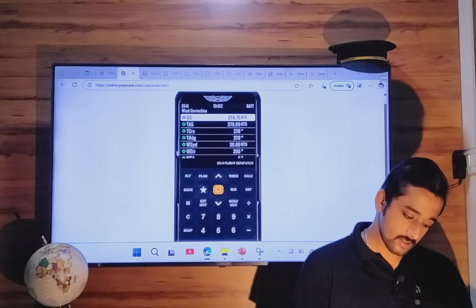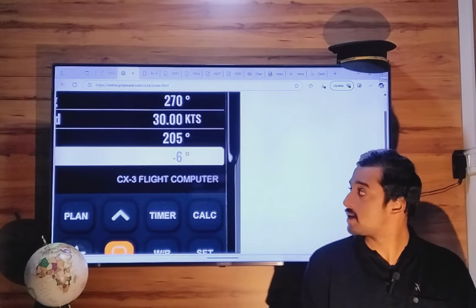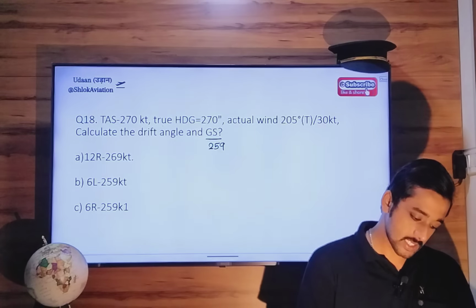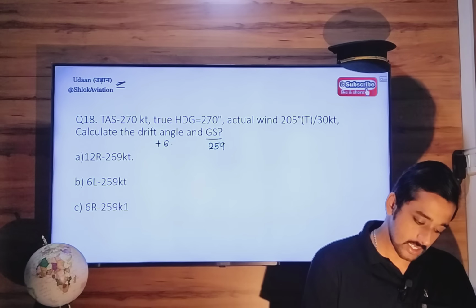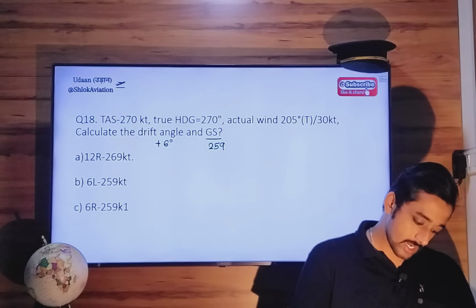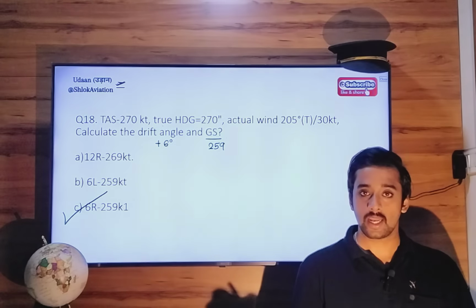Drift angle will be the opposite of wind correction angle. Now wind correction angle here is minus 6 degrees. So drift angle will be plus 6 degrees. That means plus means right hand side. So the correct answer here will be option Charlie, 6 degree right and 259 knots.